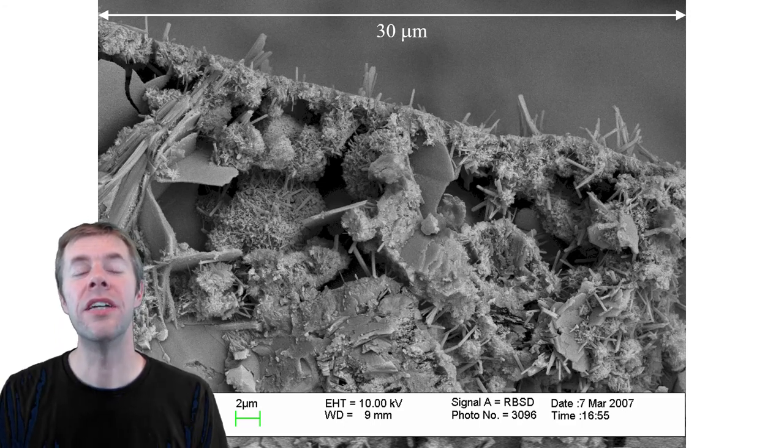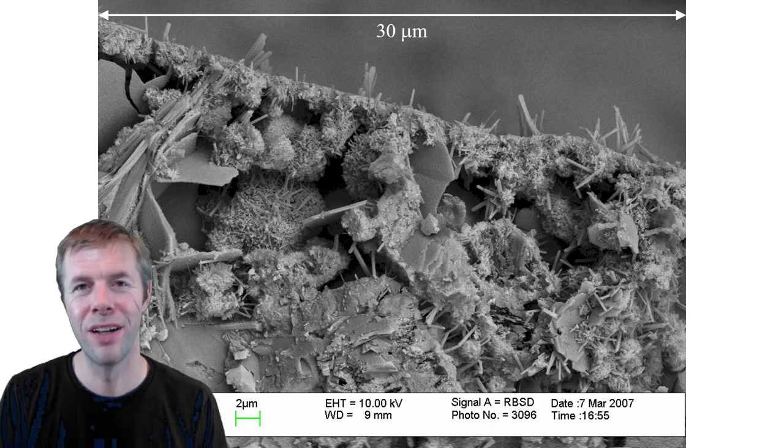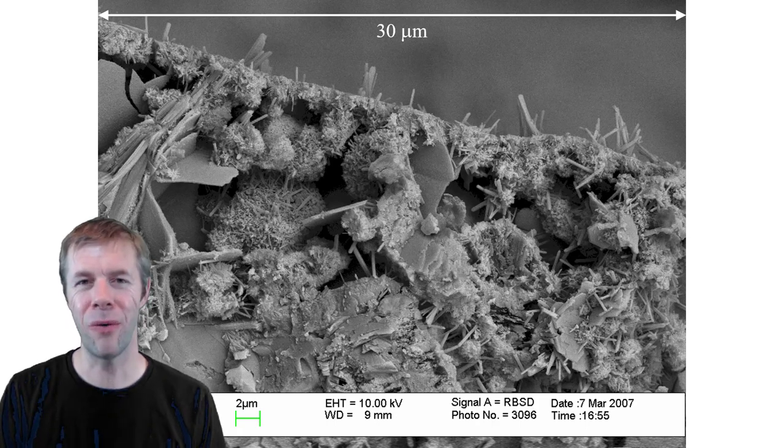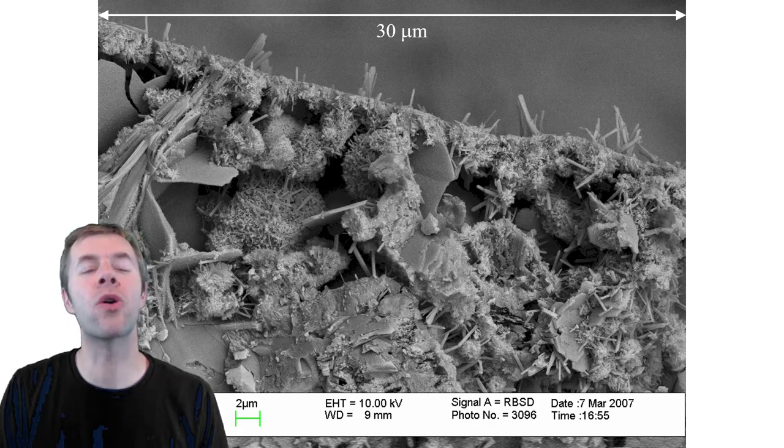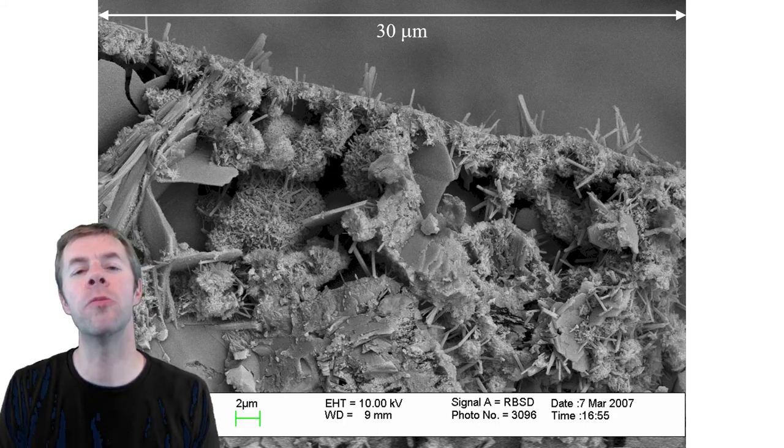This is hydrated cement paste. Wow. Crazy looking, right? It's about 30 microns across. This image is about half the size of a human hair.